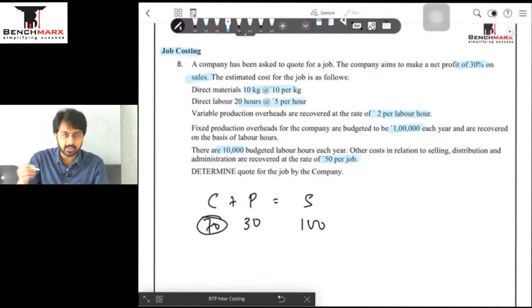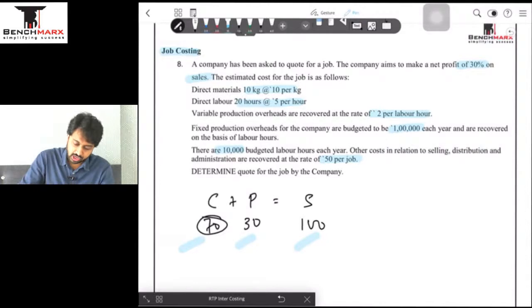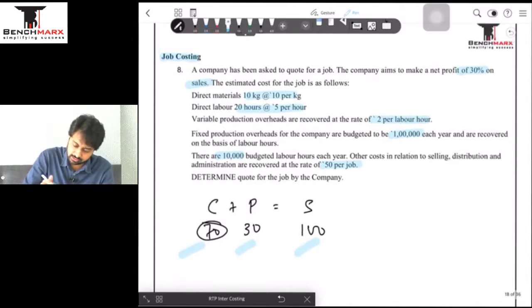What corresponds to 100? I'll get the job's sale value. ठीक है, काफी सिंपल है, 2 मिनट में हो जाएगा. Let us start. Direct material, as I said, it is 10 kg into 10 only for this job. Labor के लिए hours was given I think and the rate was also given, so 20 into 5 directly, ठीक है.